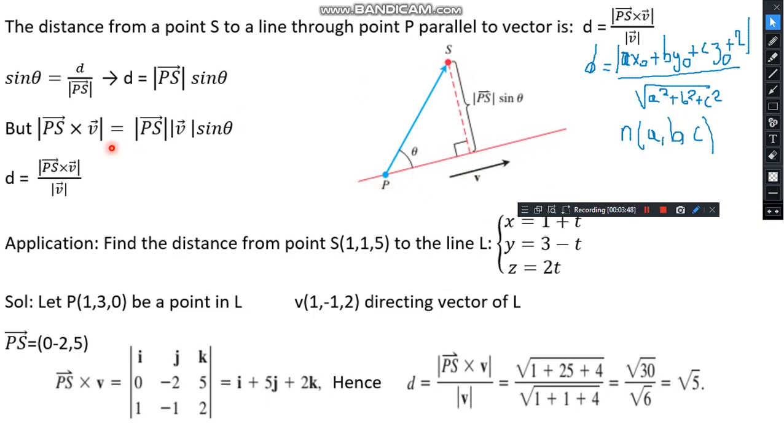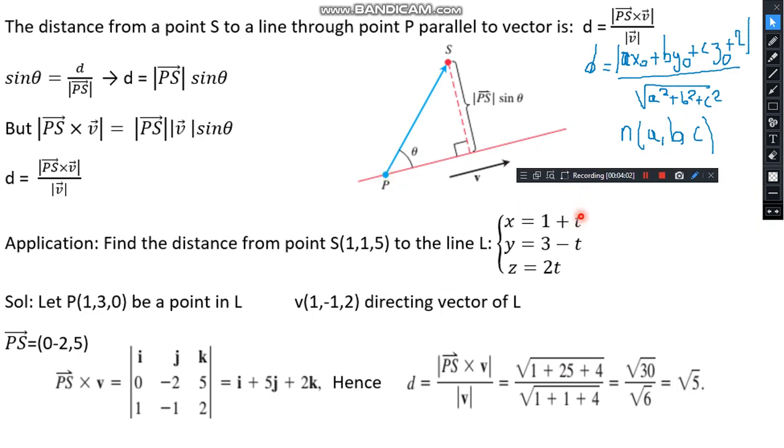So what do we do? You can check it, this is the property, this is the proof. Directly, I know what I want. The distance is nothing else: you pick any point P on the line. For example, you can take t equals 0, so you have the point 1, 3, 0. You can pick t equals 1 and you're going to get 2, 2, 2. So you pick any point. Then you take the norm of PS cross the directing vector V, over the norm of V.